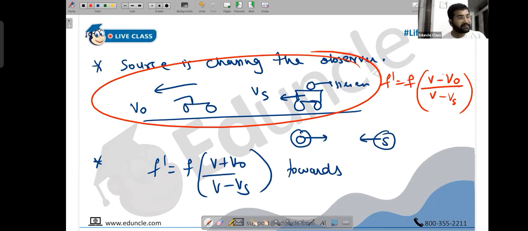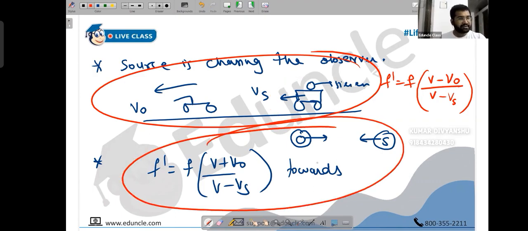So when source is chasing observer, doesn't matter whether things are going on the left or on the right, formula will remain this. But you need to take care that if they have given you source on the right, while drawing your diagram, you will also draw source on the right. This is the reference you will have to take. But formula will not change. Even if I would have given you the other way around.